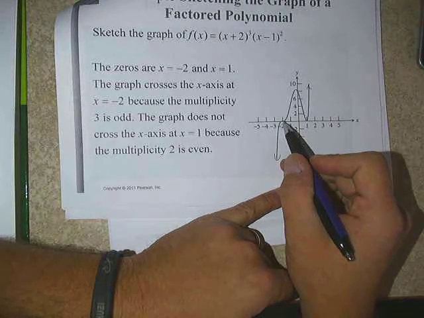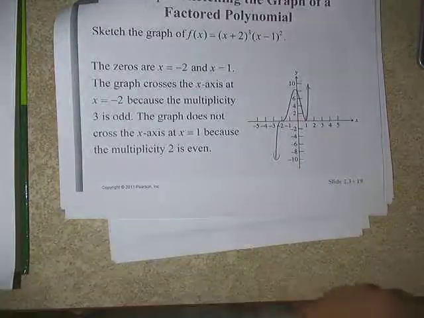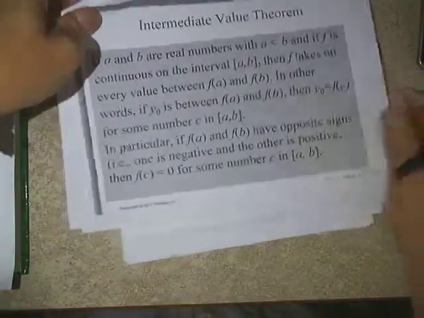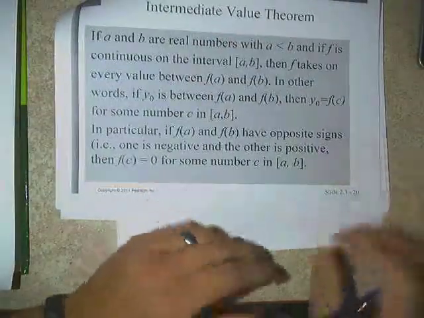So if we see a picture like that, and we see that particularly, we should know that that must be a 0 that has even multiplicity. This one would be a 0 that has odd multiplicity. Questions so far?